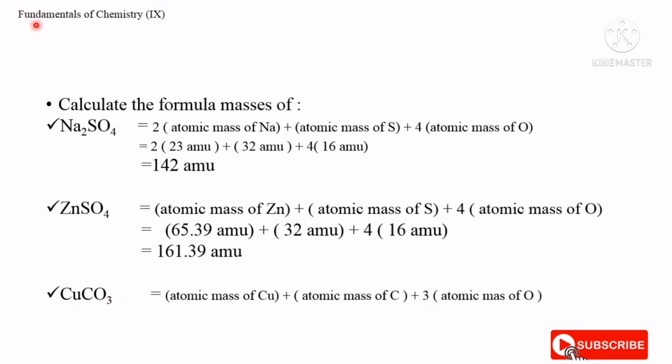So by putting in the values of their atomic masses, the atomic mass of copper is 63.55 atomic mass units, the atomic mass of carbon is 12 atomic mass units, and the atomic mass of oxygen is 16 atomic mass units. And by simple calculations we get the answer, that is 123.55 atomic mass units. That is the formula mass of cuprous carbonate.